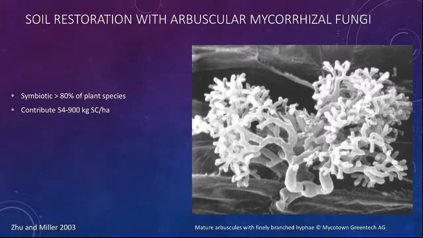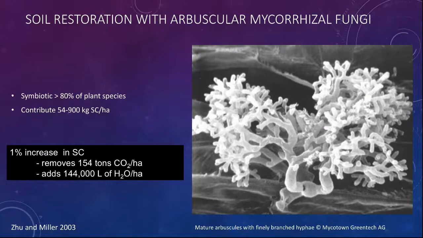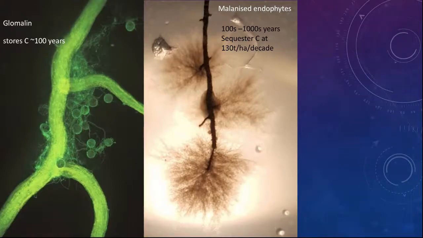This contributes 54 to 900 kilograms of soil carbon per hectare. That's a lot of carbon being sequestered into the soil through these fungal systems. But just a 1% increase in soil carbon can remove 154 tons of carbon dioxide per hectare and add 144,000 litres of water per hectare. So this is definitely where we should be heading. Getting our plants inoculated, getting rid of pesticides and chemical agriculture, fertilizers, and allowing these systems to flourish.